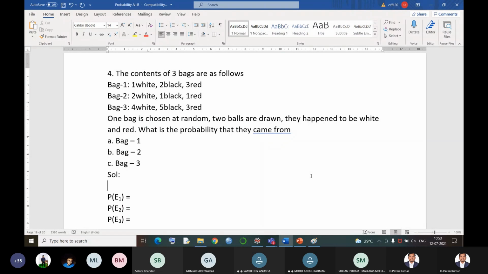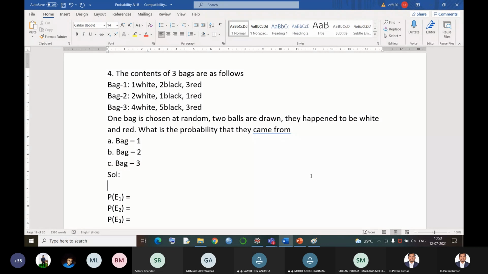The fourth problem: the contents of 3 bags are as follows. Bag 1 is consisting of 1 white, 2 black and 3 red balls. Bag 2 is consisting of 2 white, 1 black and 1 red ball. Bag 3 is consisting of 4 white, 5 black and 3 red balls. So different colors of balls are there in each different bag.